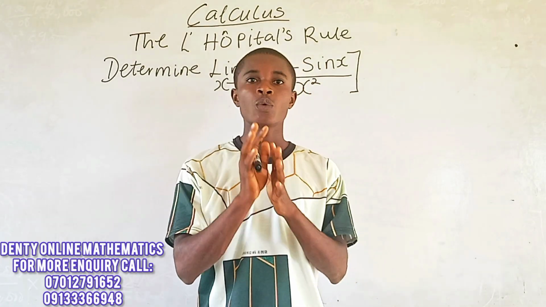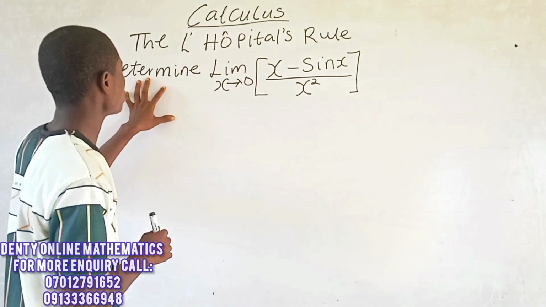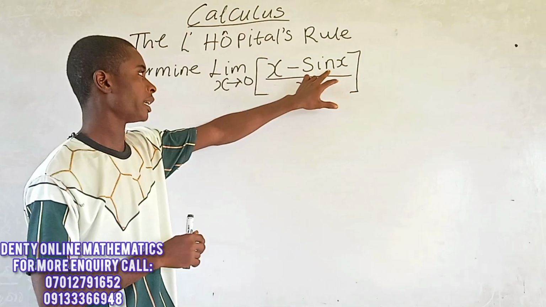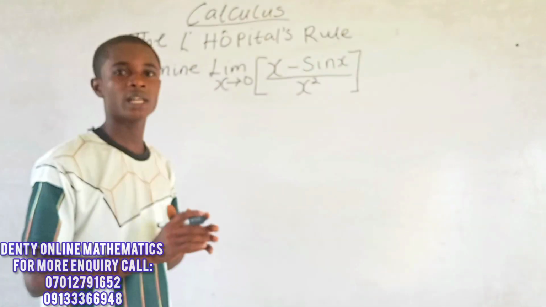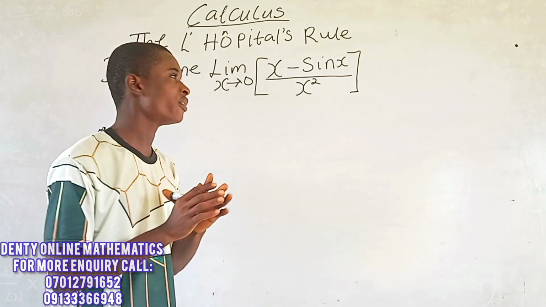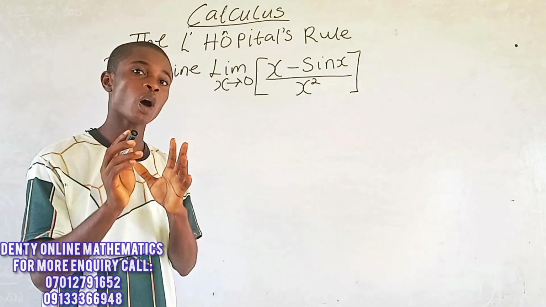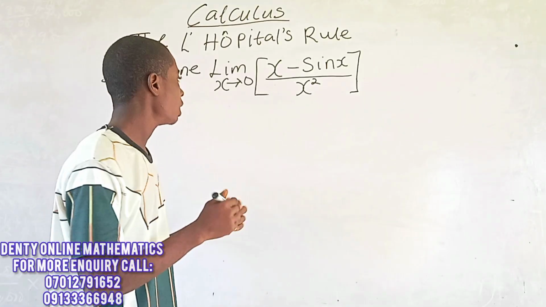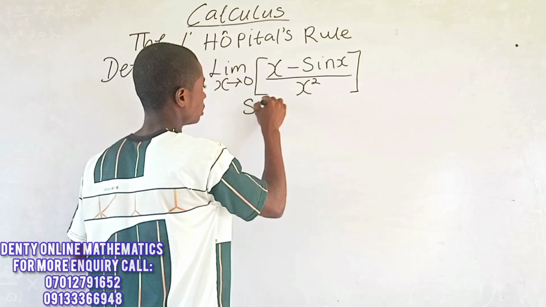Now, in this video, we want to look at what we have here. We are on L'Hôpital's rule. We are asked to determine the limit as x tends to 0 of (x minus sin x) all over x squared. How can we do this? It's very simple. We can solve this using L'Hôpital's rule. I'm going to show you how to apply this. Now, this is the solution to this problem.